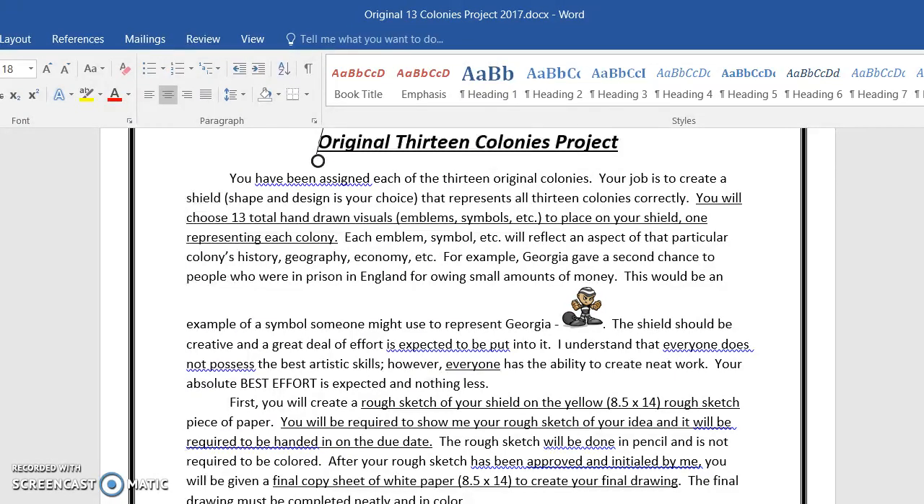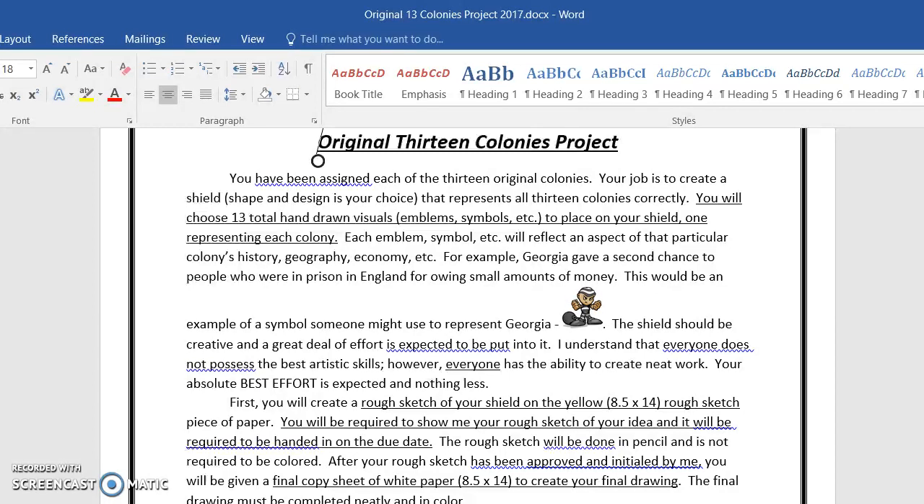So this little guy on here is an example of a symbol that someone might use to represent Georgia. You see it's a little hand-drawn, well, it's computer generated, but you would do a hand-drawn, like little guy connected to a ball and chain that's going to represent that Georgia was founded to give people a second chance. Now, think creative, think outside the box. A lot of times the first symbol that you think of may not be the best symbol that you would go with. So if you think of anything related to jail, owing money, there are a lot of things that you could use for something like this.